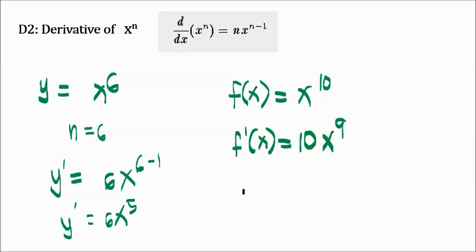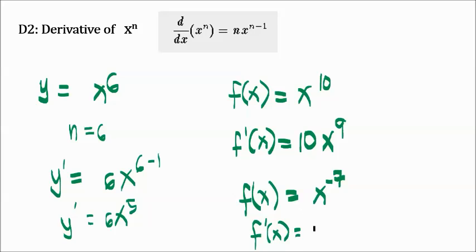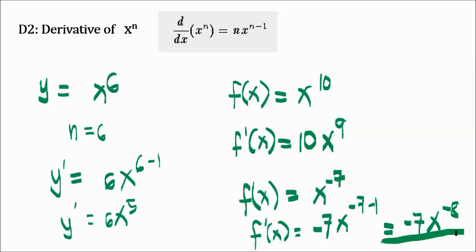So maybe we can have another example. f of x is equal to x raised to negative 7. So n here is -7. Therefore, f prime of x is equal to, following the formula, -7 x raised to -7 minus 1, which is equal to -7 x raised to -8, since -7 minus 1 is equal to -8. So this is your derivative. I'm hoping that is clear, okay? That is for derivative number 2.